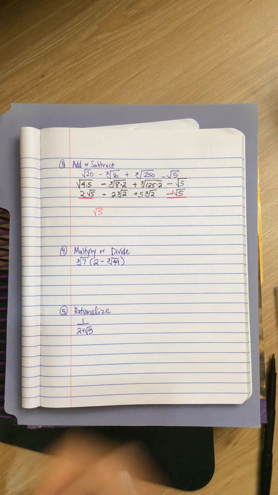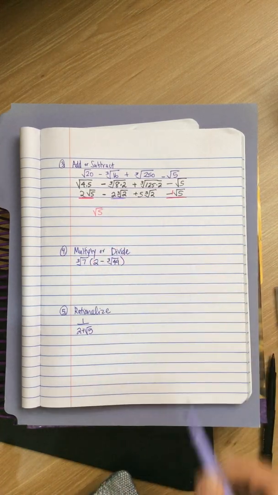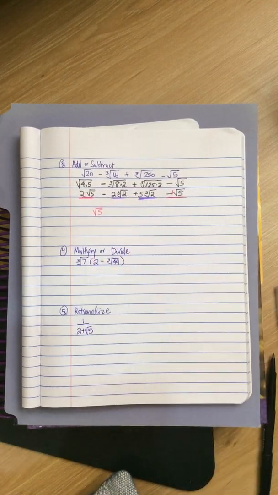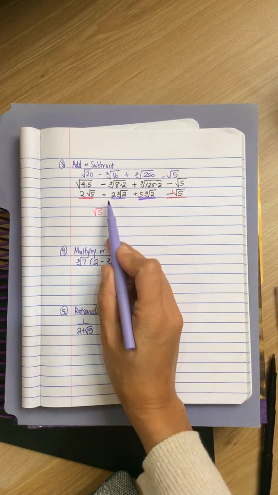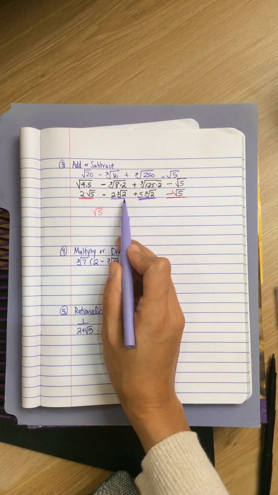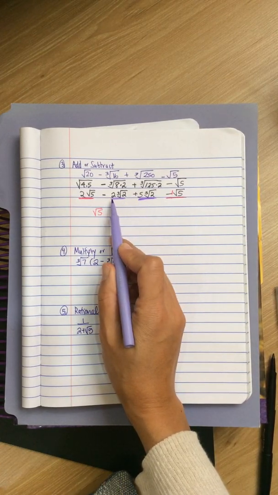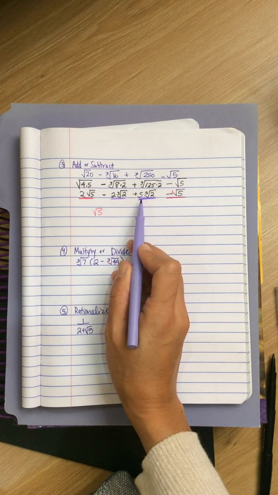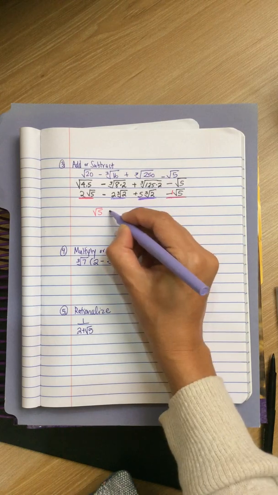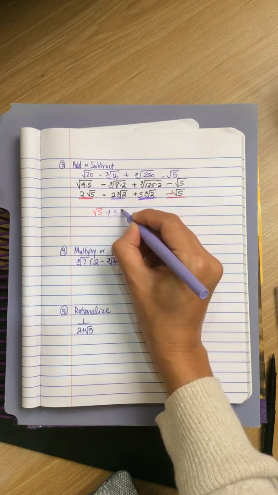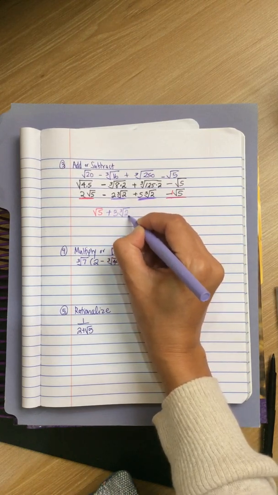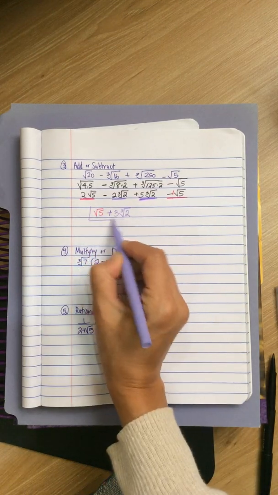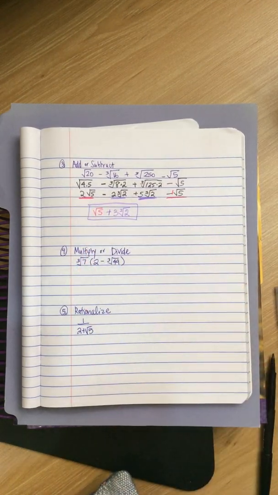Now let's look at what's left. We have a cube root of 2 and another cube root of 2. So I can combine those. This is negative 2 cube root of 2 plus 5. So I'm looking at the numbers in front. Negative 2 plus 5 leaves me with a positive 3. So this is plus 3, and then we have that cube root of 2 on the back. So this is our simplified answer.